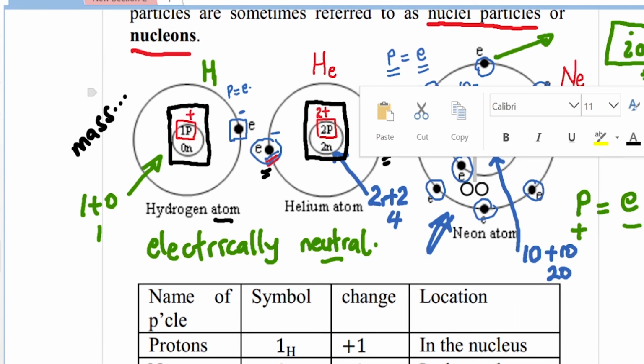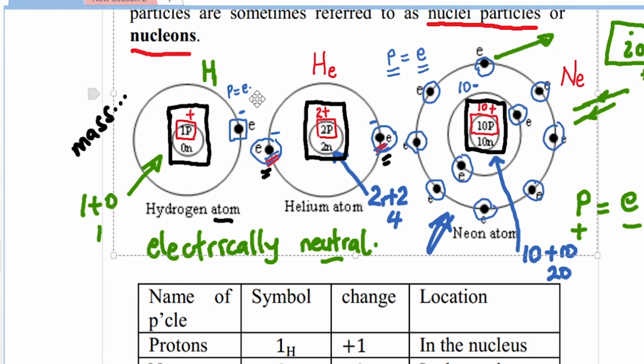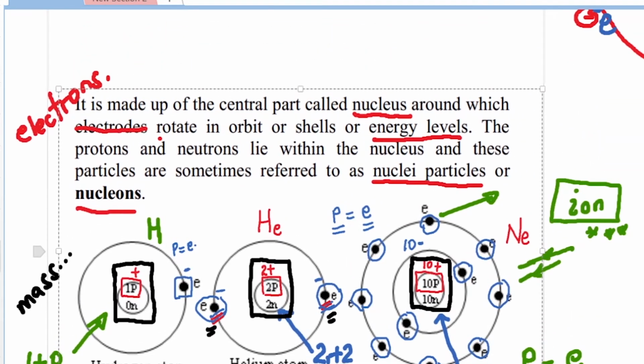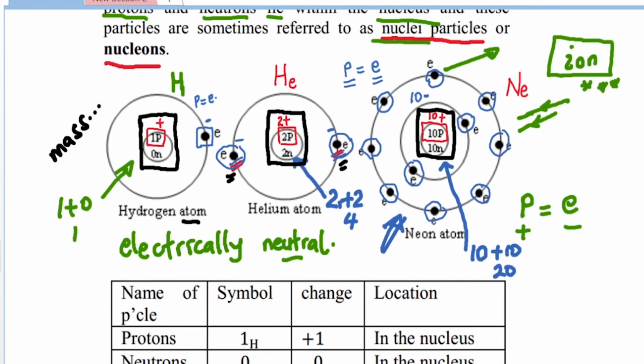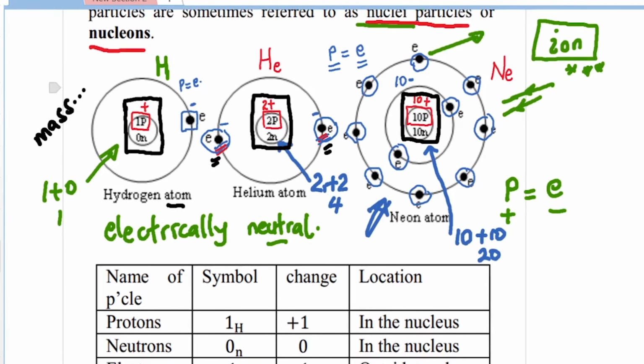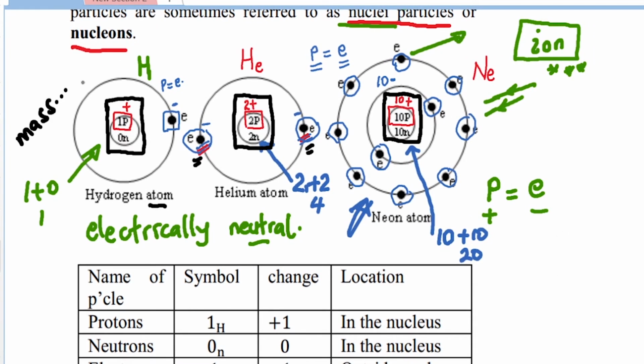Now, another issue. Look at this statement. The statement says that the protons and the neutrons are the things at the center, in the nucleus. They lie within the nucleus, and these particles are sometimes referred to as nuclei particles or nucleons. Because they are referred to as nucleons, sometimes the mass number is referred to as the nucleon number, because we are looking at the number of nucleons in the center.